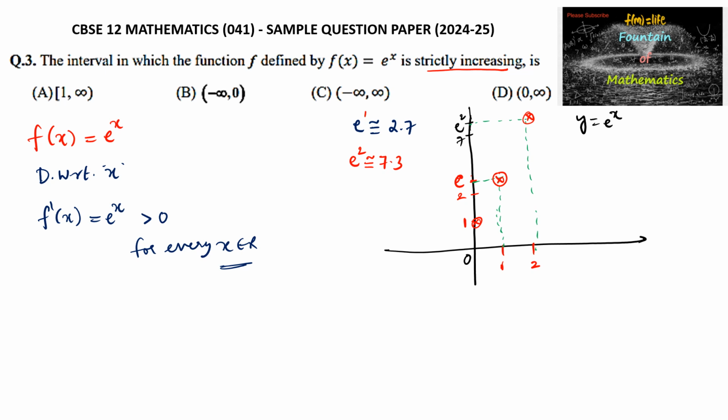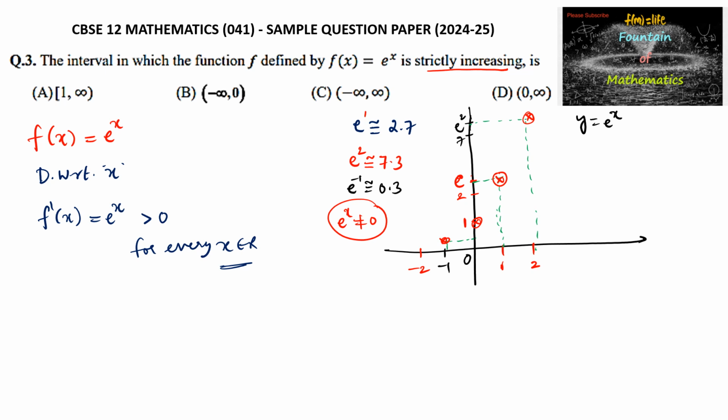And if we consider the negative number minus 1, e to the power of minus 1, that is 1 upon e, is approximately 0.3. So we can say 0.3. So here is the point, and it keeps on decreasing, but it cannot be equal to 0. e to the power x cannot be equal to 0 for any x.